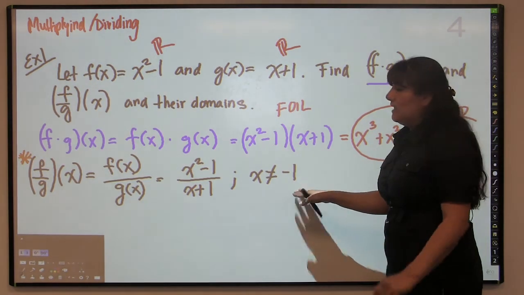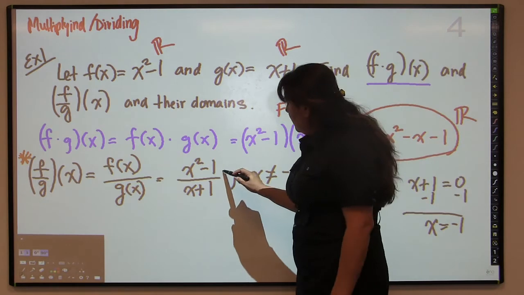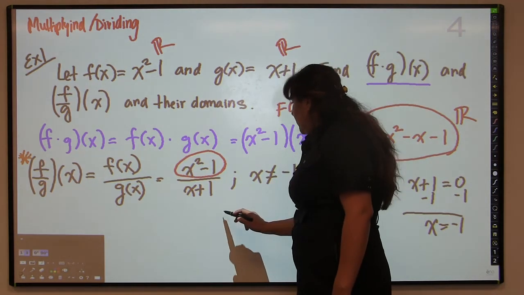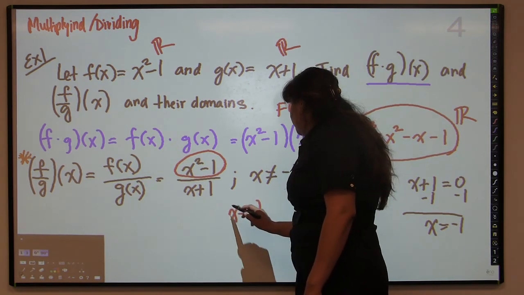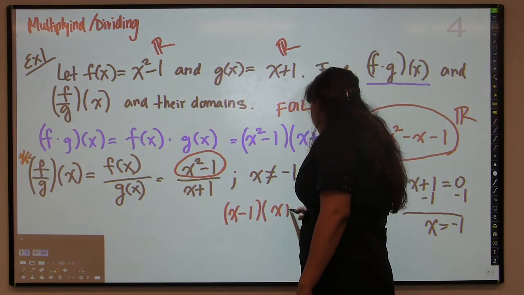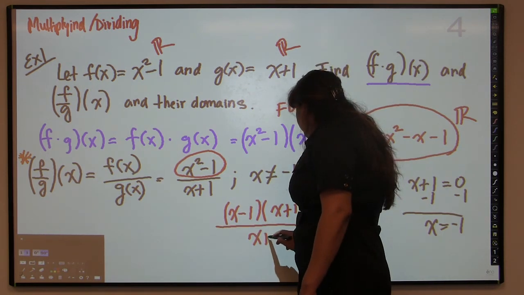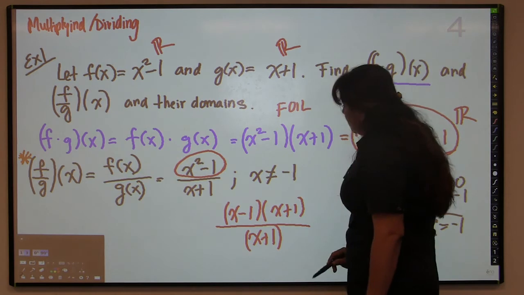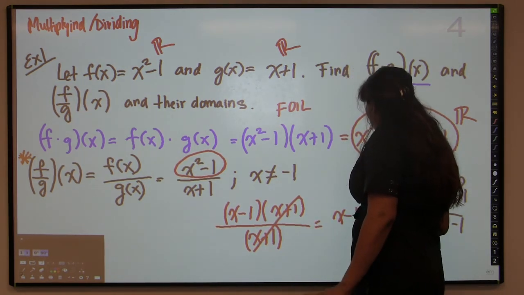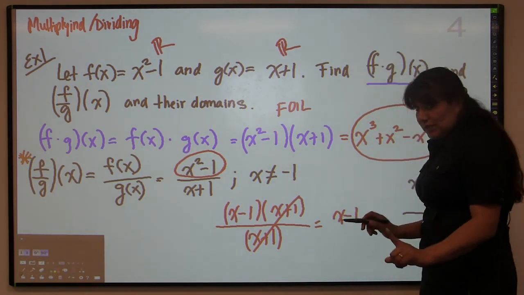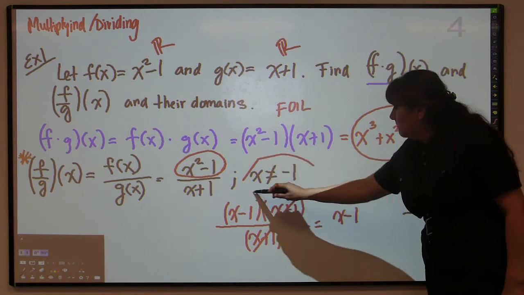Okay, but you're not really done, because in this case, you can simplify this. You should recognize the top of the fraction as x squared minus 1, which is the difference of two squares. So that's going to be x minus 1, x plus 1, and then you're dividing by x plus 1. And then the x plus 1's cancel, and you get x minus 1. But this is the part where it gets kind of tricky. But you still have to use this domain.